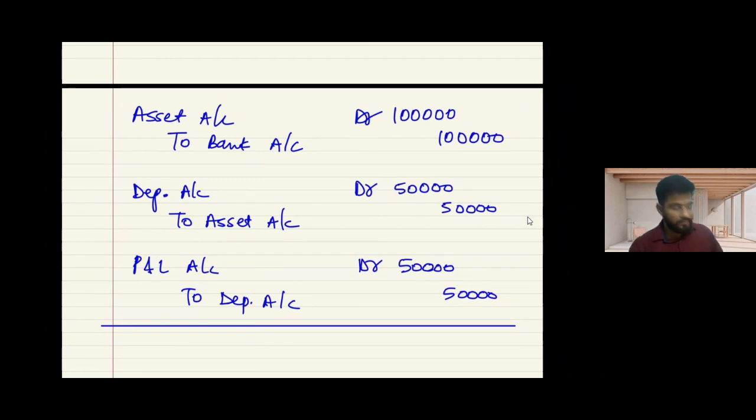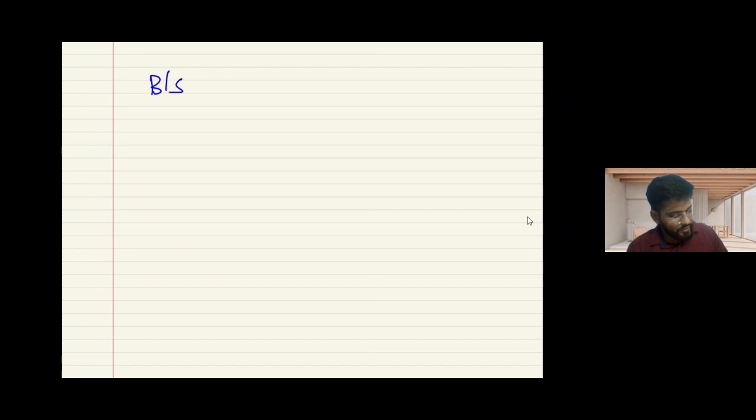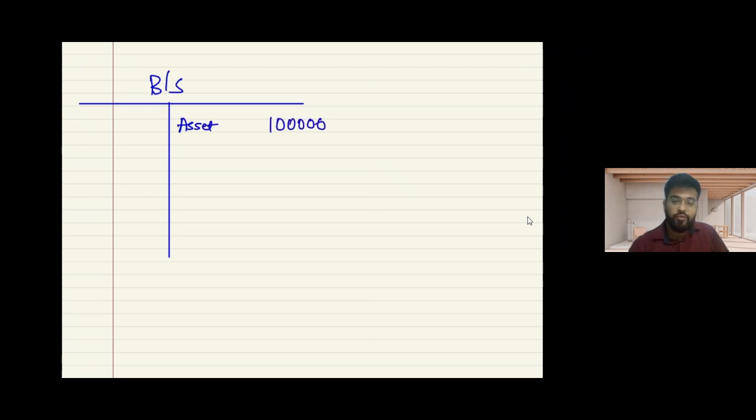But now what we will do? Now they say in your balance sheet, show your asset with the original amount, that is of 1 lakh rupees. And instead of depreciation, write it as provision for depreciation, 50,000, which we will deduct, and the net value will come out as 50,000. This was the balance sheet for 2020.